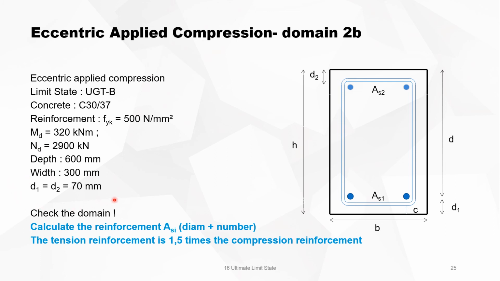To make it easy for us, we will take D1 and D2 equal, and we fix it to 70 millimeters. If you do not do this, then you calculate the reinforcement AS1 and AS2 with an assumption of D1 and D2, and at the end you recalculate it with the correct value. This is a little bit tedious, and that's why, to make it a little bit easy for us, I fix it on 70 millimeters. And then we have to calculate the reinforcement, compression and tension reinforcement, but there's one condition: the tension reinforcement is 1.5 times the compression reinforcement.